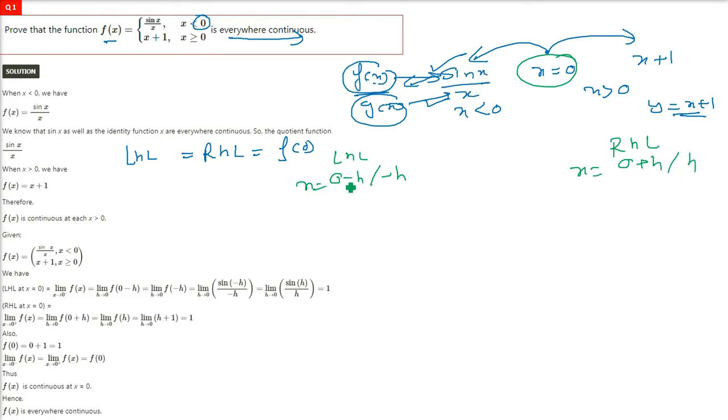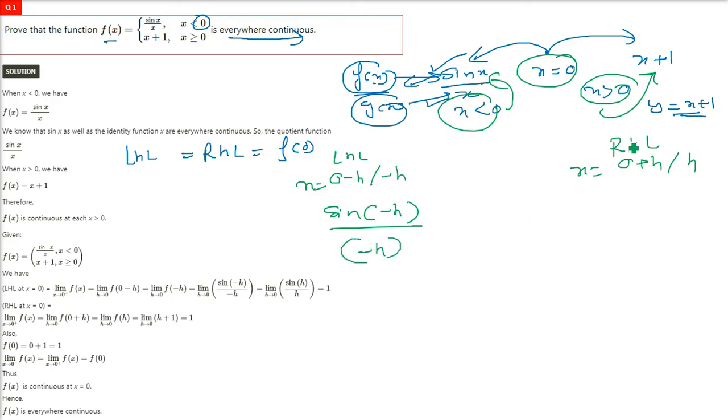Now just put this minus h in sin x by x, for x less than 0. For x greater than 0, just put this as h. So this is sin minus h divided by negative h. Here we have this x plus 1, so you can just write h plus 1. You know that sin minus theta is minus sin theta. So you can write it as minus sin h divided by minus h, and minus minus gets cancelled.